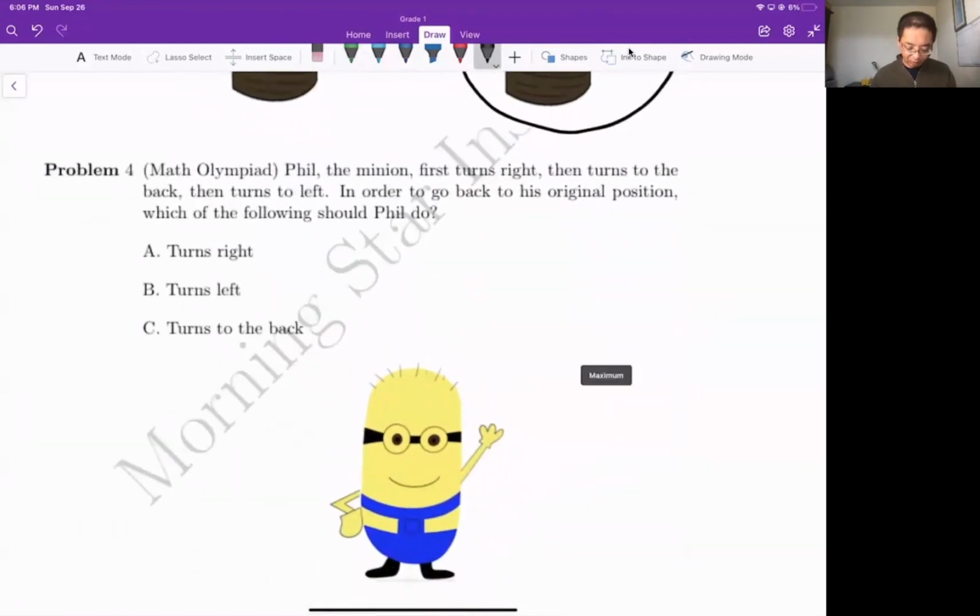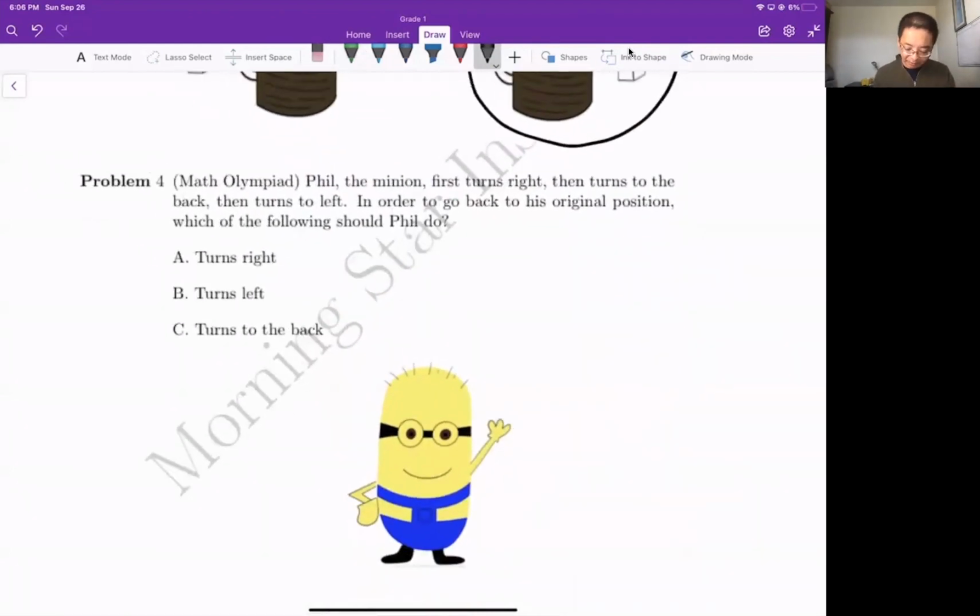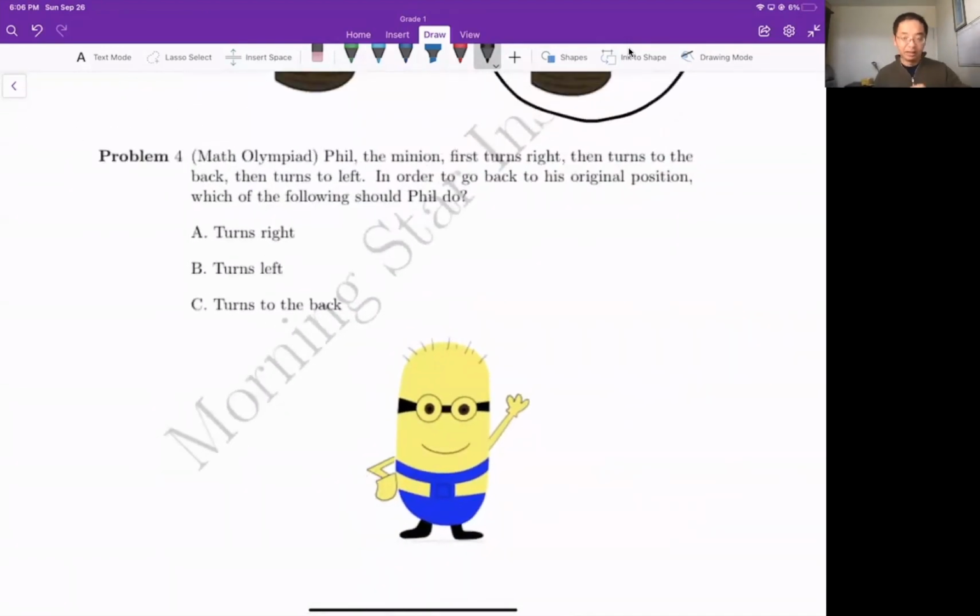Question number 4. Fill the minion makes several movements. First, turn right, then turn back, and then turn to the left. Now, after the 3 movements, in order to go back to his original position, what shall he do?